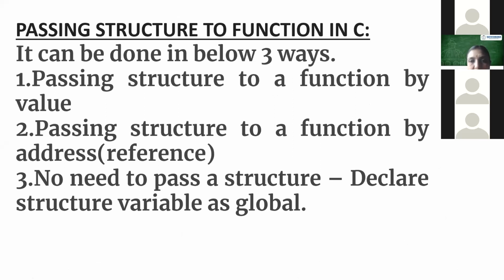So what are the ways in which we can pass the structure to functions? We can carry that out in three ways. One is passing a structure to a function by value. Next, pass a structure to a function by address, that is, instead of passing a value, we are going to pass an address. Instead of carrying out these two processes, we can go for declaring the structure variable as a global variable. In these three ways, we can go for passing structure to functions in C.